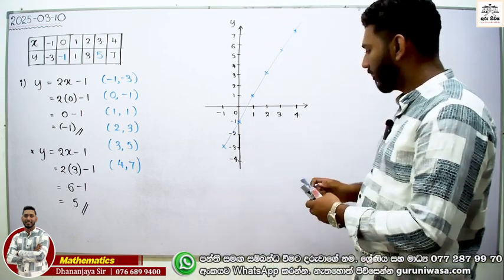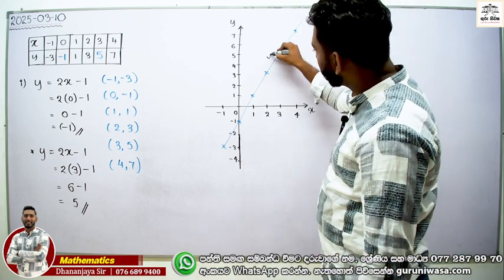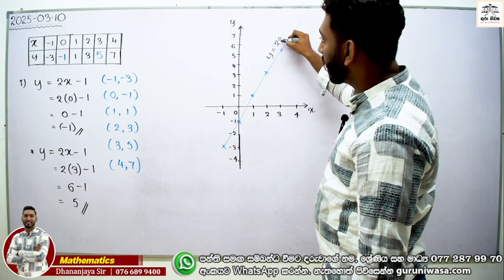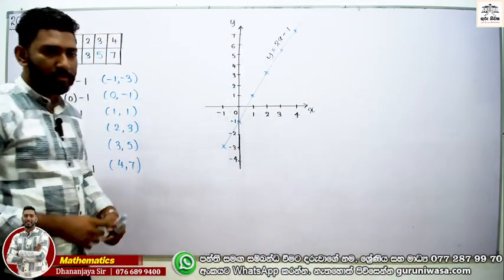And this is a graph like this, a straight line, and this is the function y equals 2x minus 1. And your graph should look like this.